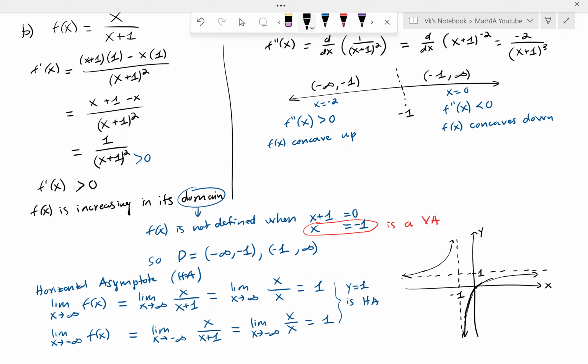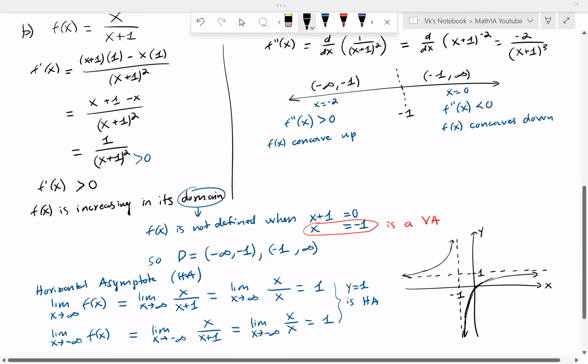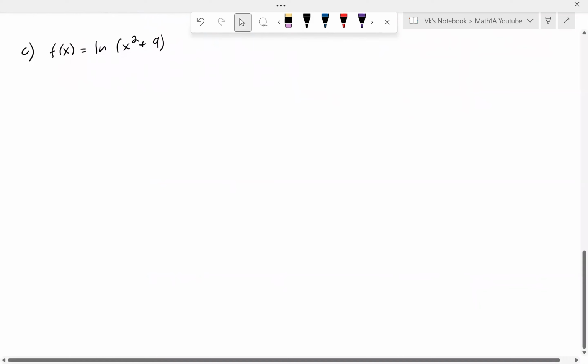Wow, amazing. Let's do one more, something different. In part C, we're going to take a look at the function f(x) equals ln(x squared plus 9).